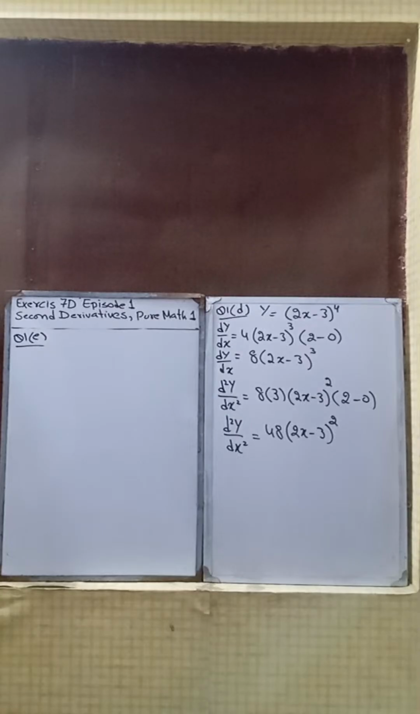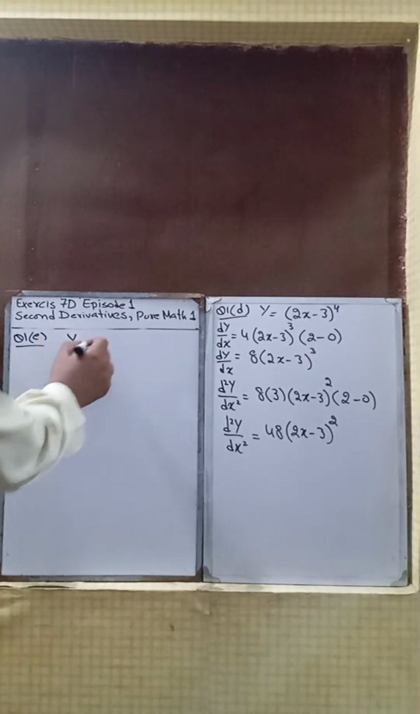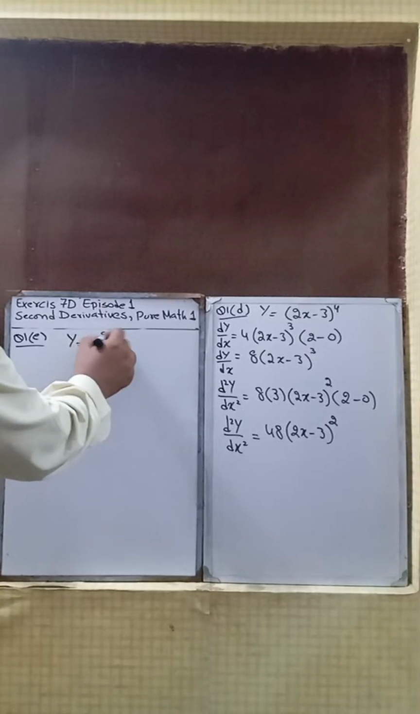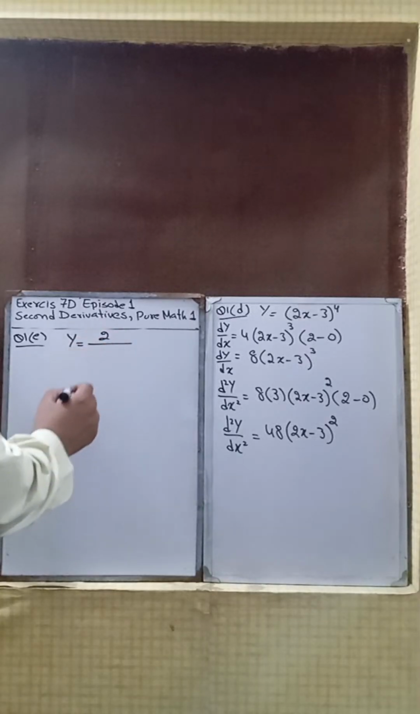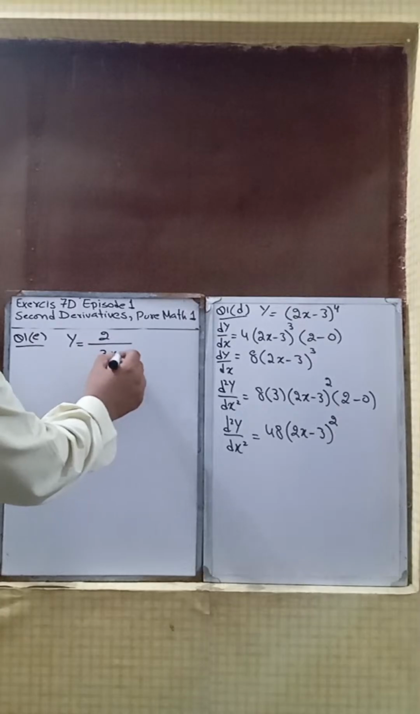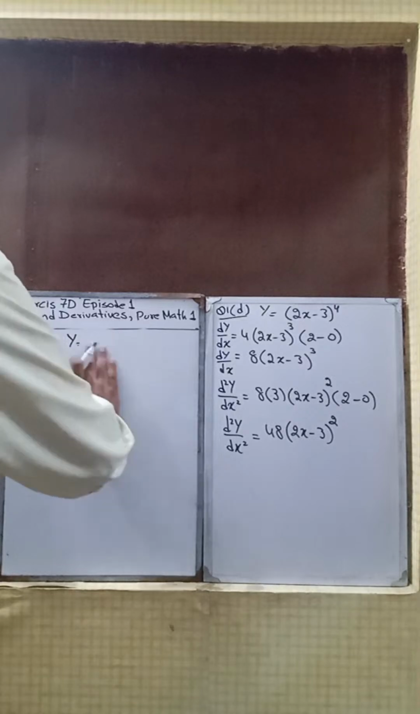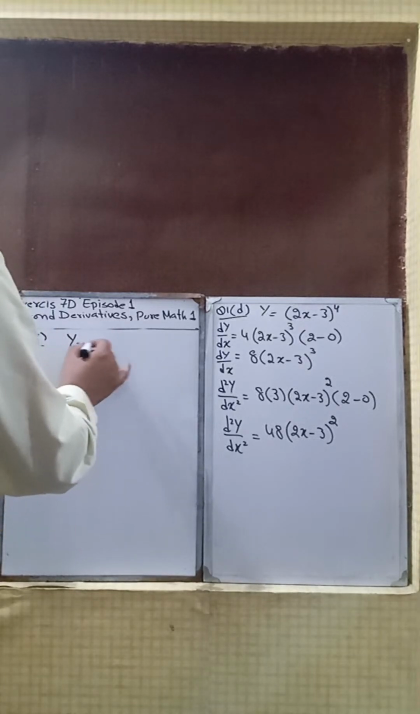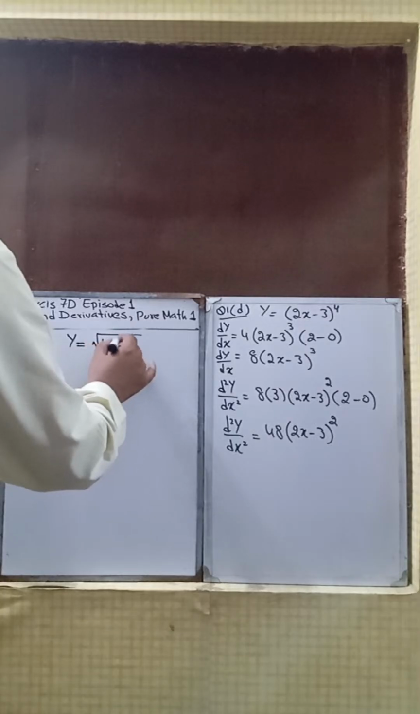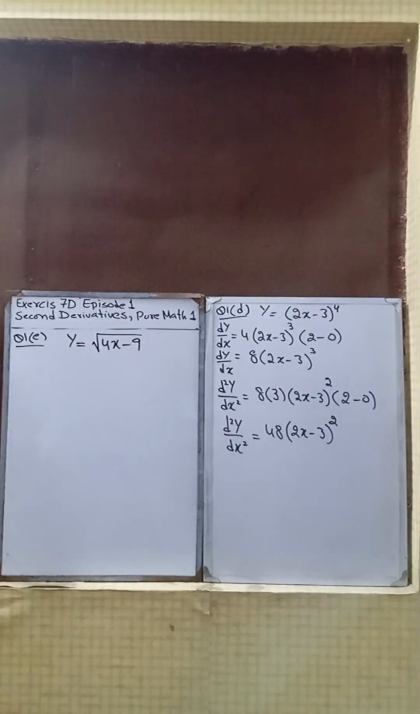It says y is equal to 2 divided by the square root of 3x plus 1, and we have to find the second derivative. Sorry, I wrote the wrong one. This is the F part; I wrote the F part by mistake. The E part is y is equal to the square root of 4x minus 9.